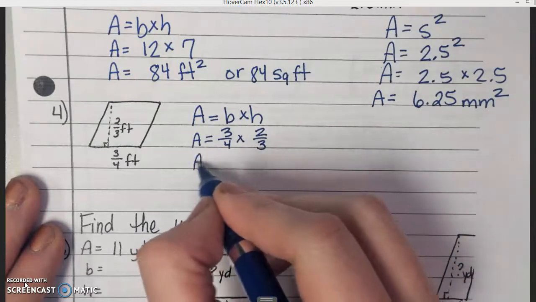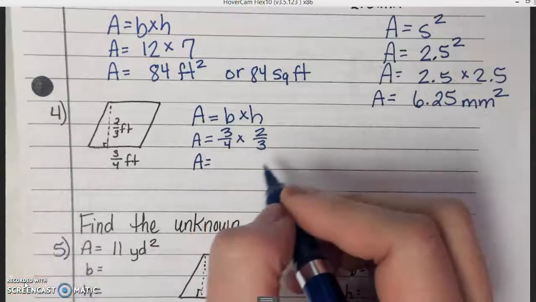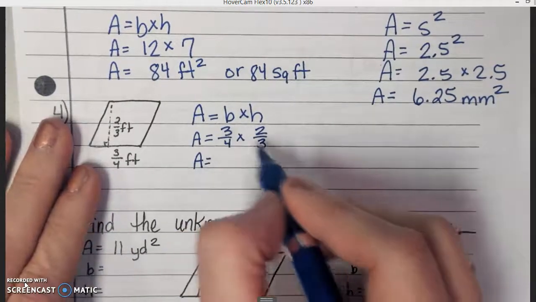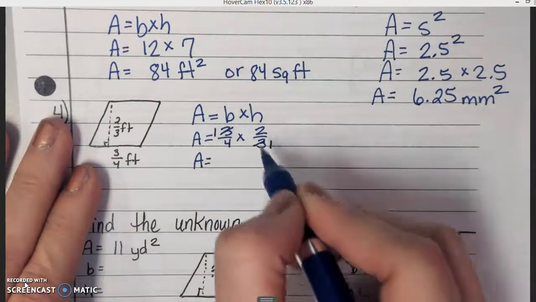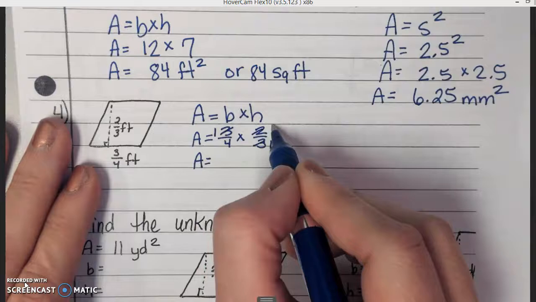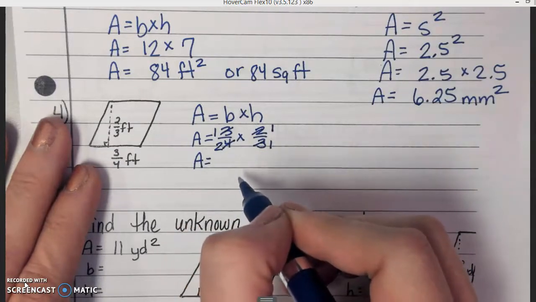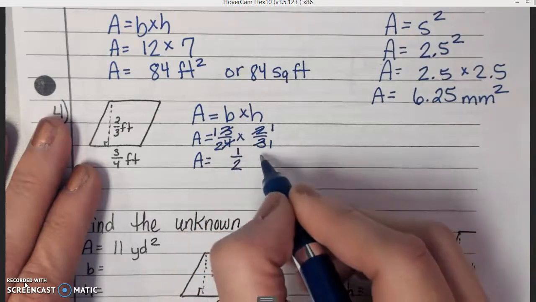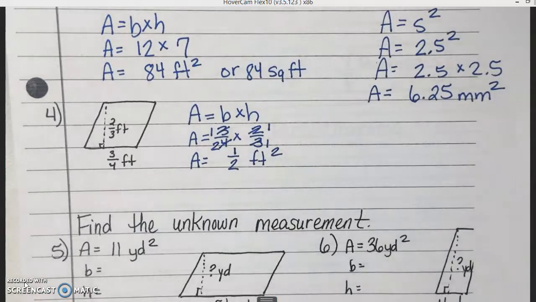Okay, so what am I going to do next? Just multiply straight across. If you want to cross cancel, you can. I'm going to go ahead and cancel out because I've got 3 and 3 here, so 3 going into 3 once, 3 going into 3 once, and then here 2 will go into 2 once, 2 will go into 4 twice. So when I multiply across, what do I get? 1/2, and my unit is feet squared. Any questions on that one?